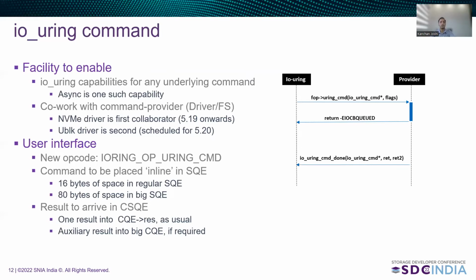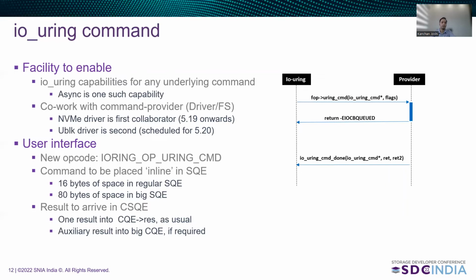If we look at how an application can use it, it needs to specify this new opcode, IORING_OP_URING_CMD, and fill the SQE as before. But the exciting part is that the ioctl command doesn't have to use a user space pointer. Rather, it can be placed inline into the SQE itself. And that reduces the allocation cost. If the command is 16 bytes, we use the regular SQE. And if the command is larger, up to 80 bytes, we can ask io_uring to set up a big SQE.